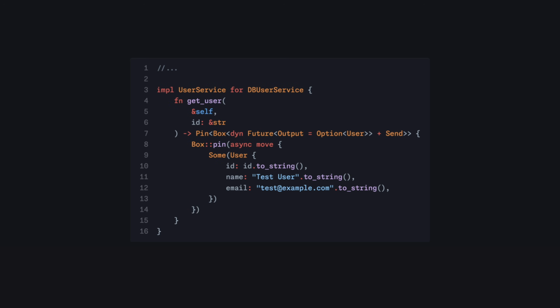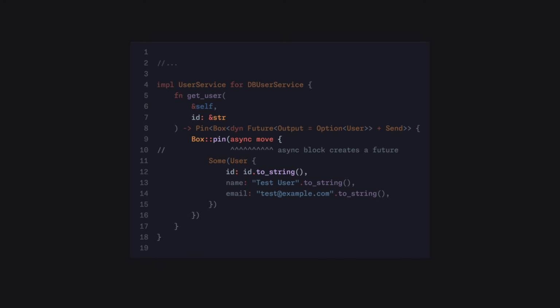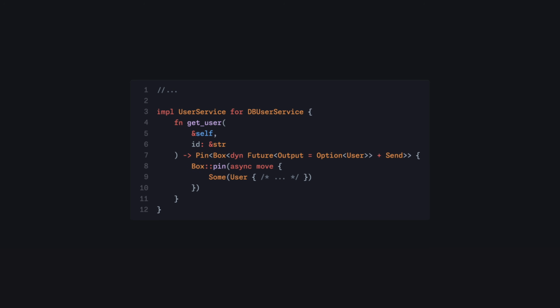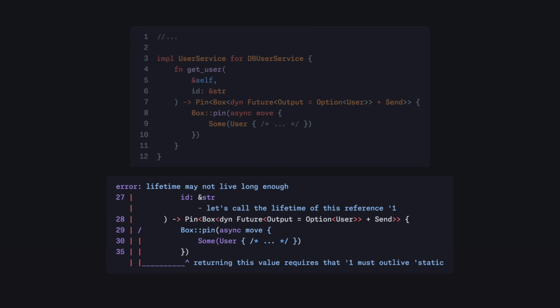This is our implementation from before. We are trying to implement our user service trait and its getUser method. The implementation is pretty straightforward. We are simply returning a new user instance inside of an async block and wrapped around by the box and pin smart pointer. Note that the async block is a feature that captures the ID argument passed into the getUser method. Now, when we compiled this earlier, this is the error we got.